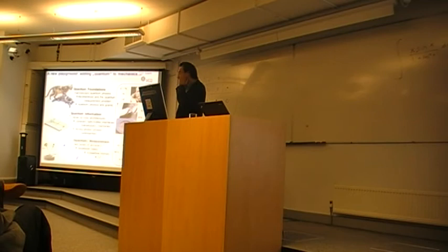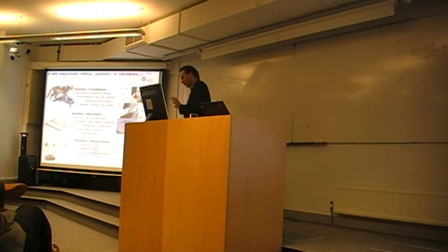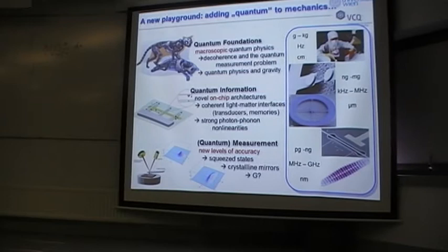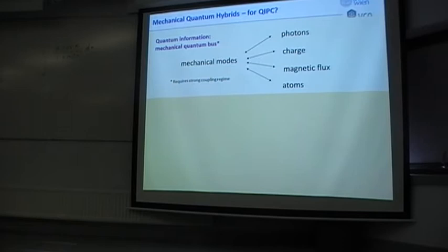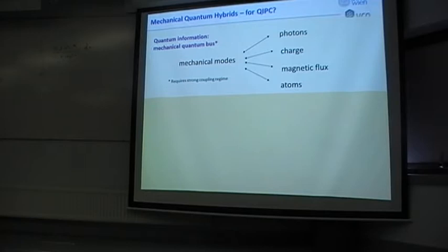So here is the motivational slide. Adding quantum to the mechanical systems opens up essentially a new playground in three sections. Quantum measurement is the one that I already motivated a little bit, and I will say a little bit more now on the topics of quantum information and quantum foundations. With respect to quantum information, the really novel feature with respect to other implementations in quantum devices up to now is that you can functionalize mechanical systems. You have a mechanical system, you put something reflecting on top, you couple to photons. You put something conducting on top, you couple to charge. You put something magnetic on top, you couple to spins or magnetic flux, and so on.